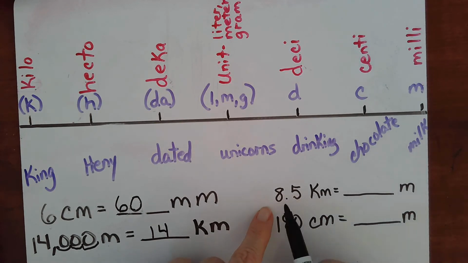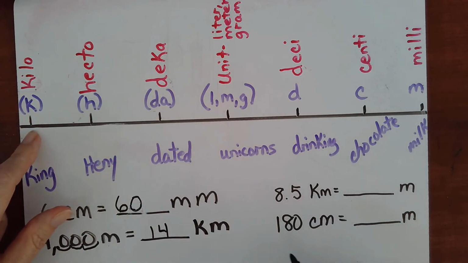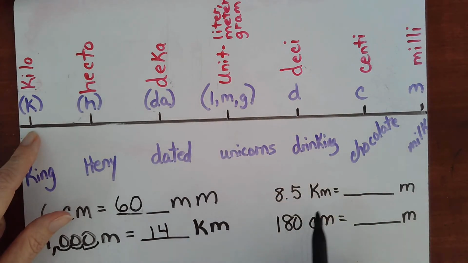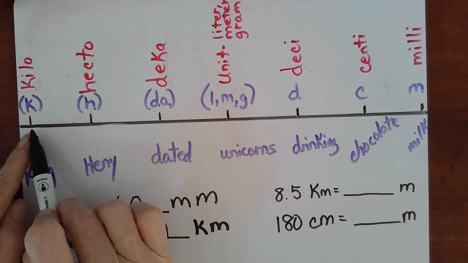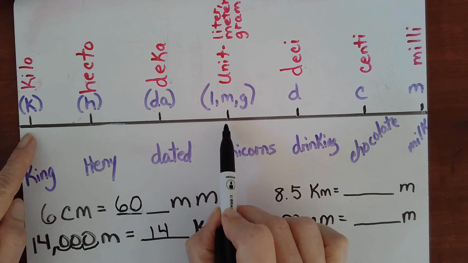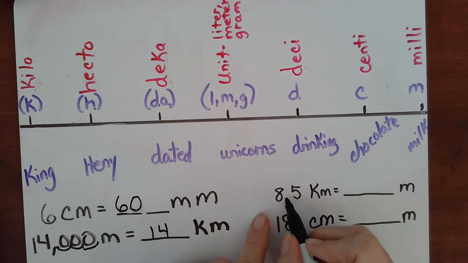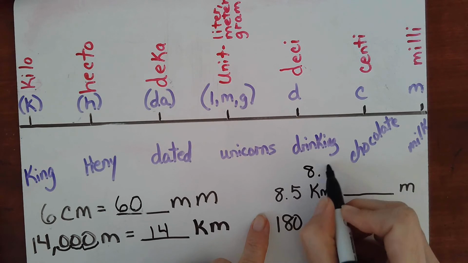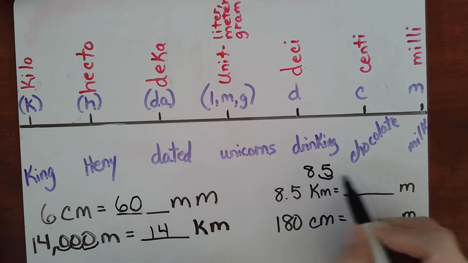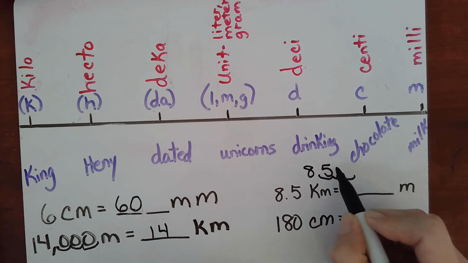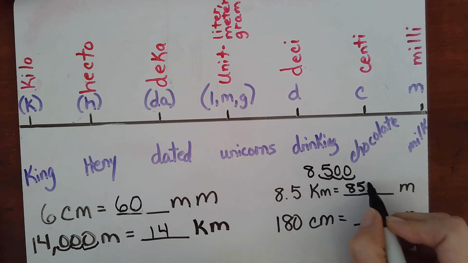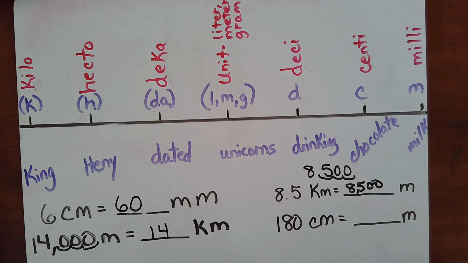And let's see, 8.5 kilometers. So we're starting here equals how many meters? We're ending up here. So let's start here and we count to meters. We go 1, 2, 3 places to the right. Okay, we have a decimal here. I'm going to put it up here so I can have room there. And we're moving 1, 2, 3 places to the right. Here's where it starts. So we go 1, 2, 3, and fill in those spots. So we know 8.5 kilometers is 8,500 meters.